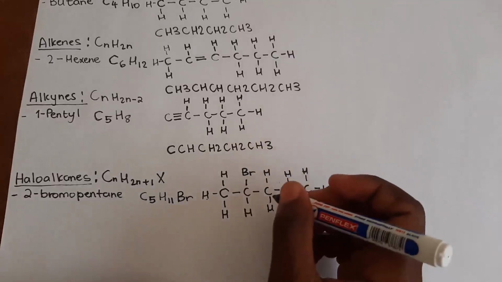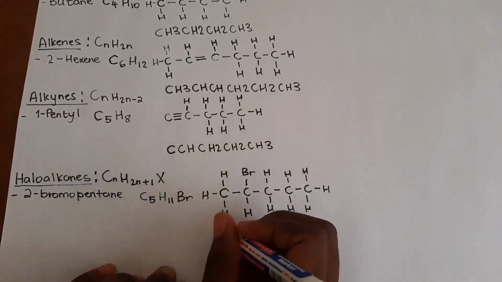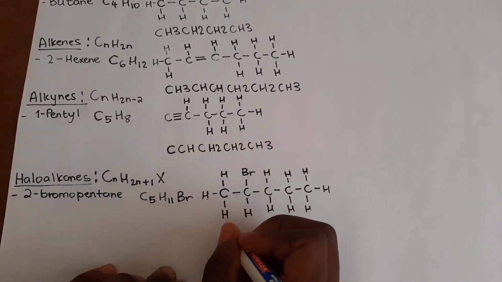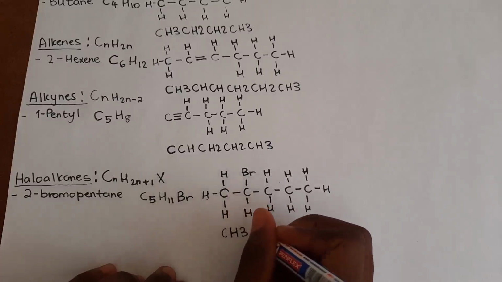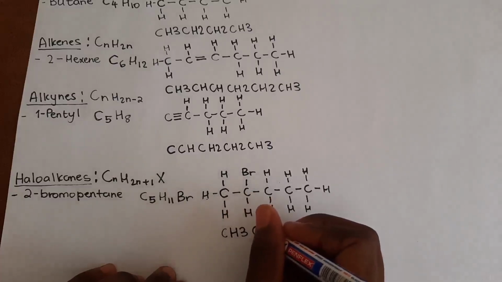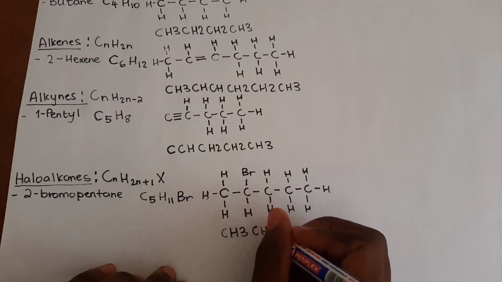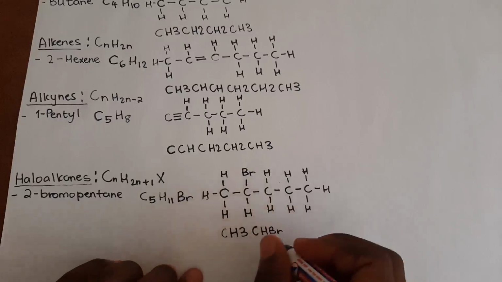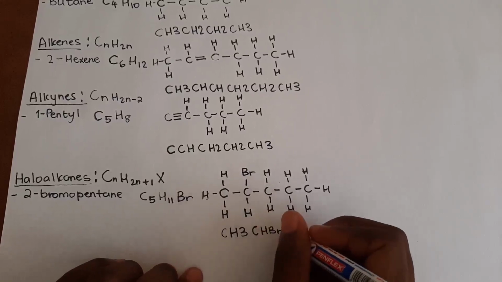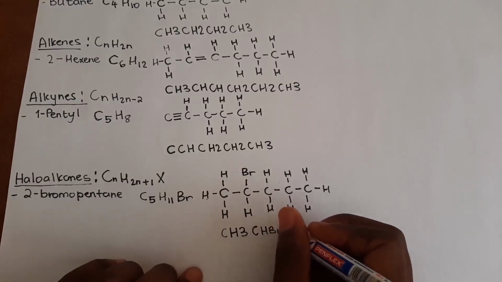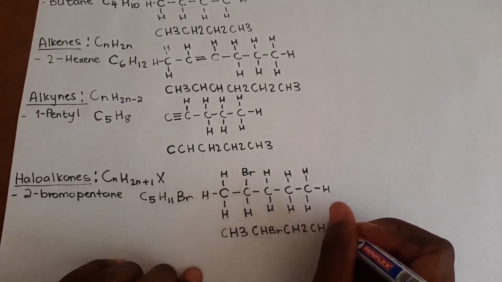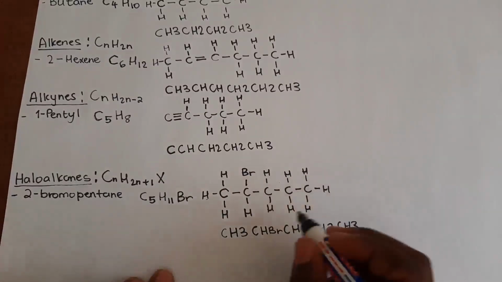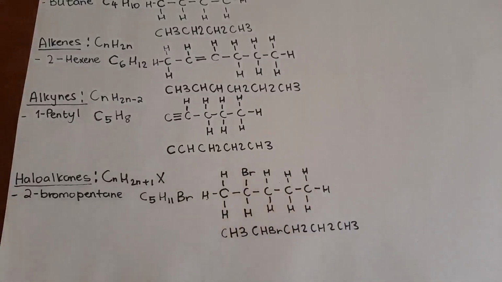So let's try the condensed formula. It's going to be CH3, CHBr, CH2, CH2, CH3: 1, 2, 3, 4, 5. That's how it goes. So that's the condensed formula for that.